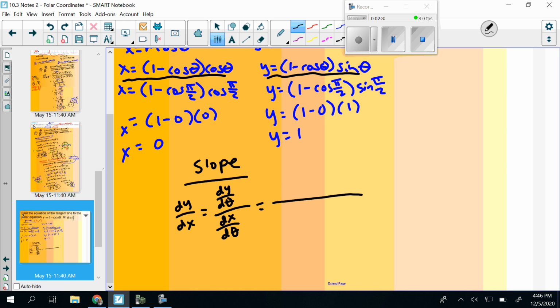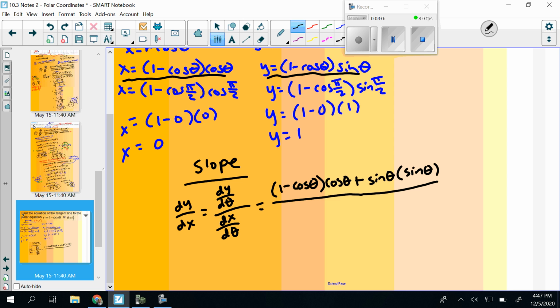So we're going to have to do the product rule there. So it's going to be the first one times the derivative of the second one. The derivative of sine is cosine, plus, now we have to switch them around, so it's sine times the derivative of 1 minus cosine. Well, the derivative of 1 is 0. The derivative of cosine is negative sine, but it's already negative, so that's going to make it positive sine.